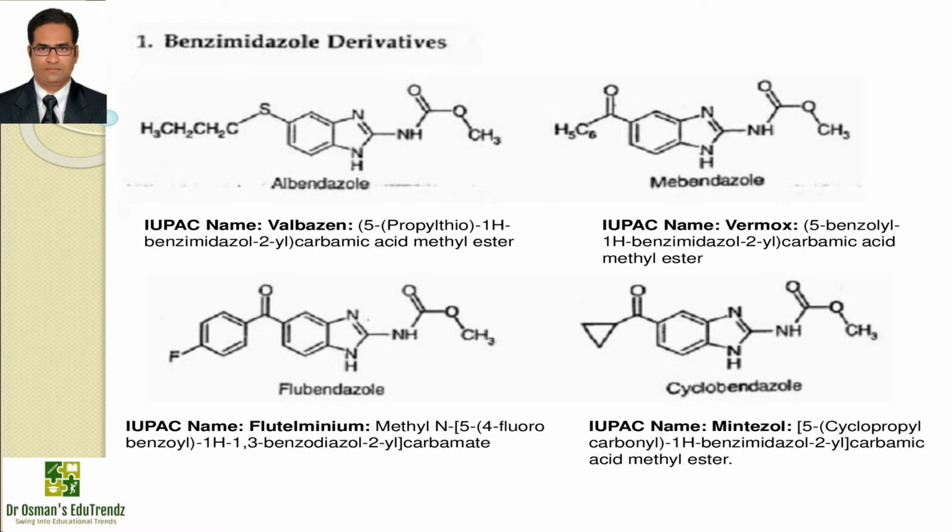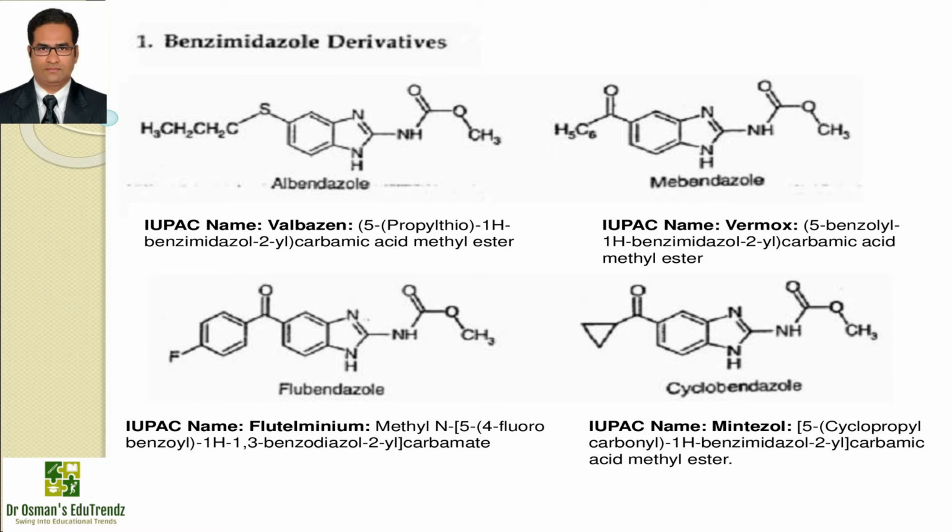Now the first class, benzimidazole derivatives. For example, albendazole, which is available with the brand name Valbazen, and the IUPAC name is 5-propylthio-1H-benzimidazol-2-yl carbamic acid methyl ester. It is a benzimidazole derivative useful in the treatment of neurocysticercosis and echinococcosis. It is rapidly metabolized in the liver. Adverse effects include transient gastrointestinal complaints, dizziness and headache.